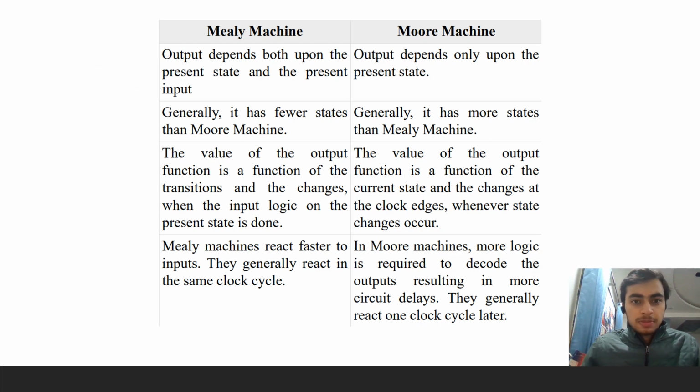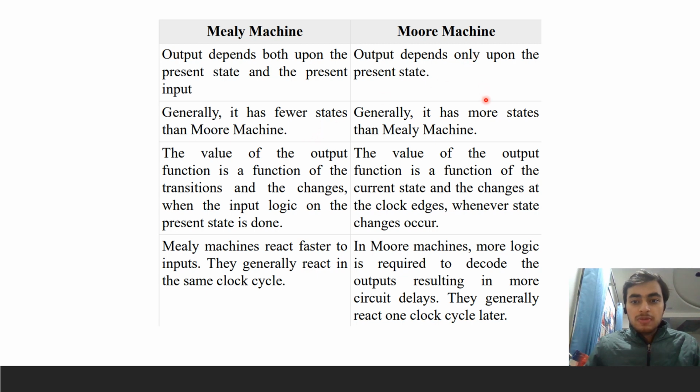Now, let us summarize some of the key differences between Mealy machine and Moore machine. Mealy machine output depends both upon the present state and the present input, as we have seen in the previous slide. Moore machine output depends only upon the present state. Generally, Mealy has fewer states than Moore machine, and Moore generally has more states than Mealy machine. Actually, this is because of the initial input value that we take.